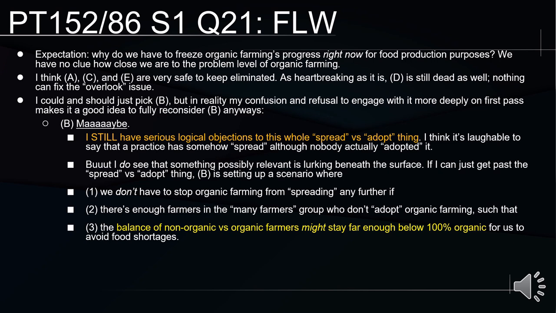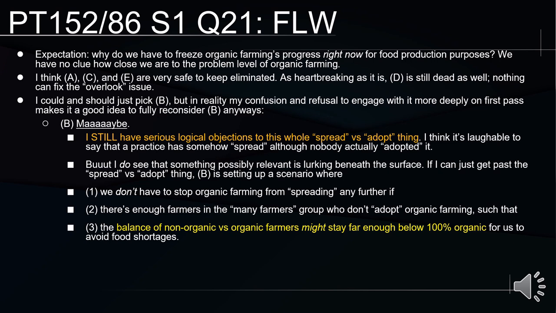And so I do want to highlight the fact that we don't know that the scenario set up by B for sure guarantees that our arguer is wrong, but it does highlight something that our arguer has not fully accounted for. The arguer is just basically saying, hey, if we reach this point, full organic farming, we're screwed. And then their conclusion is we gotta stop organic farming right now, right where it is, right? That was the whole thing.